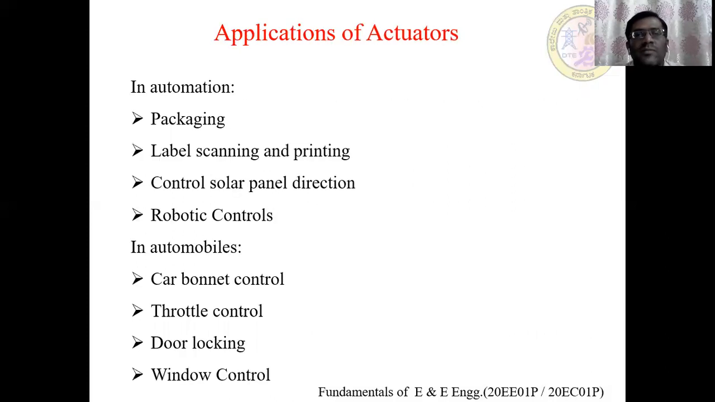What are the applications of actuators? Where can we use these actuators? In automation, we can use these actuators for packaging, labeling, scanning and printing, for controlling solar panel direction, and robotic controls. In the automobile industry, we can use the actuators for car bonnet control, throttle control, door locking, and window control.